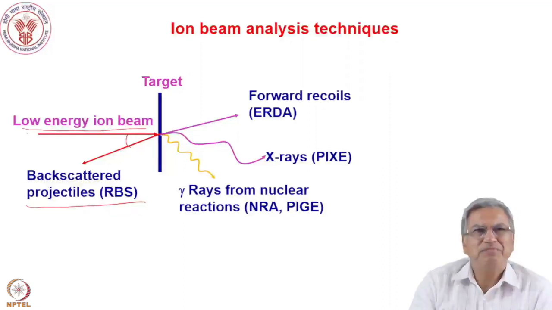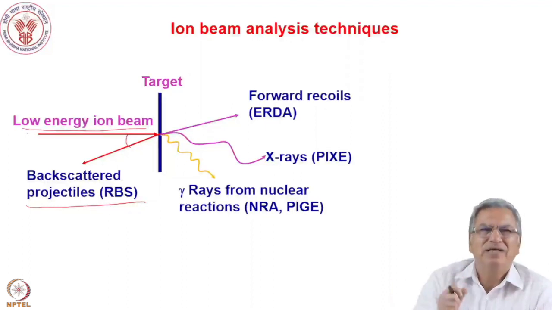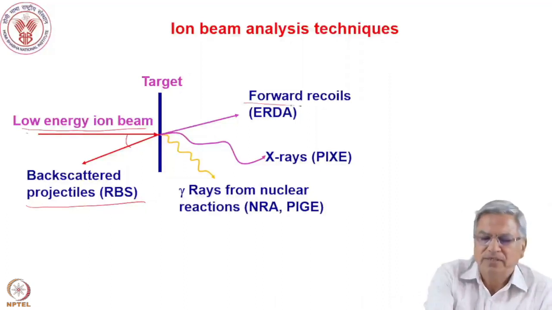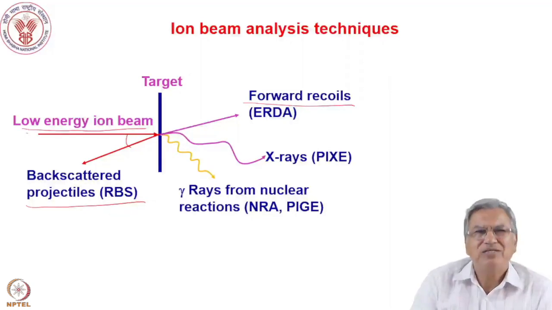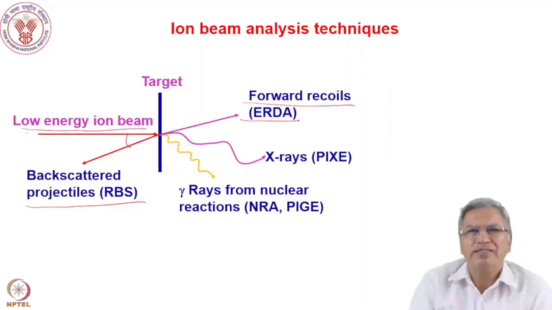Now, the second type of reaction can be that the projectile hits the nucleus and gives a recoil. That means the atoms of the target are taken out of the target material, and they can be detected by a suitable detector system. The recoils emitted in the forward angle, the forward recoils, are detected to tell about the constituents of the target. This is called elastic recoil detection analysis. This is purely elastic scattering between the target nuclei and the initial projectile beam, and it can also be used to characterize different types of materials.